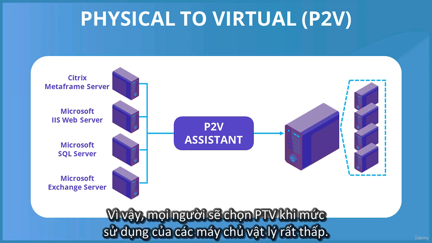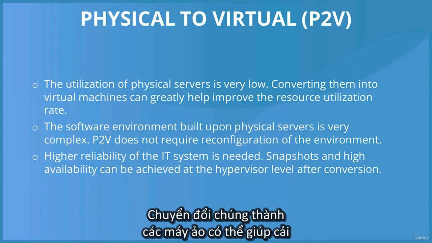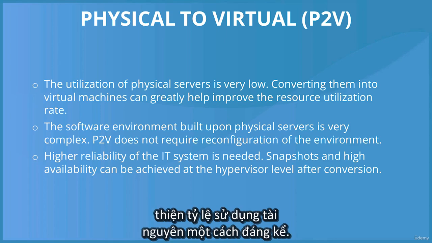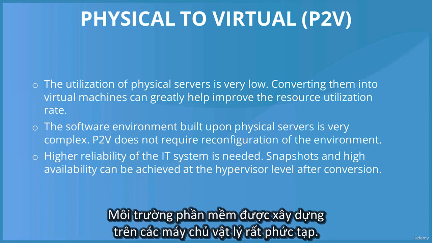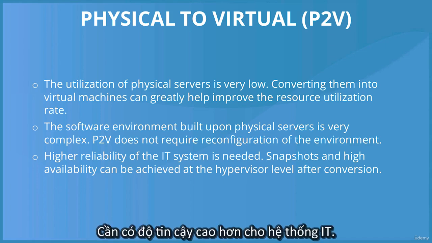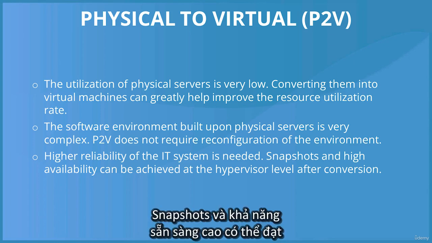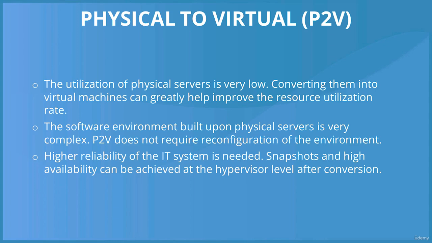So people are going to choose P2V when the utilization of physical servers is very low. Converting them into virtual machines can greatly help improve the resource utilization rate. The software environment built upon physical servers is very complex. P2V does not require reconfiguration of the environment. Higher reliability of the IT system is needed. Snapshots and high availability can be achieved at the hypervisor level after conversion.